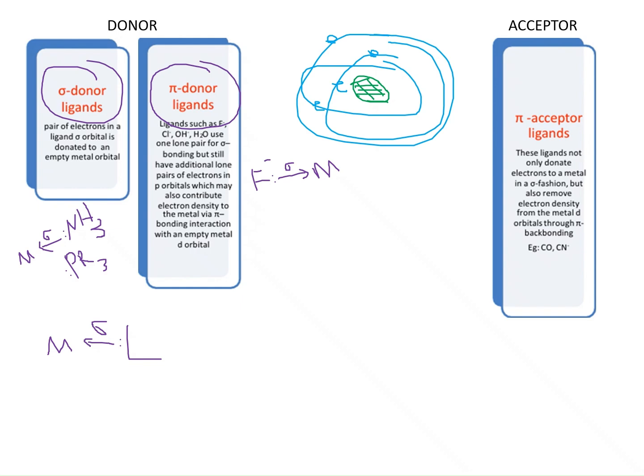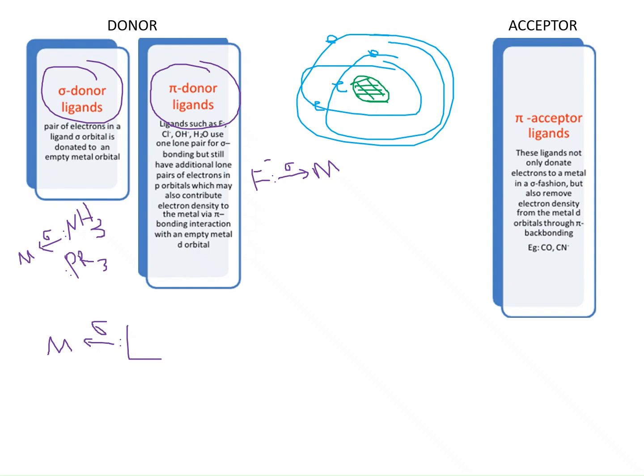Okay, all right, please remember that. Now, the ligand, apart from being a donor, a sigma donor or a pi donor, it can also be an acceptor. Accept what? Accept electrons. We are talking about donating electrons and accepting electrons.